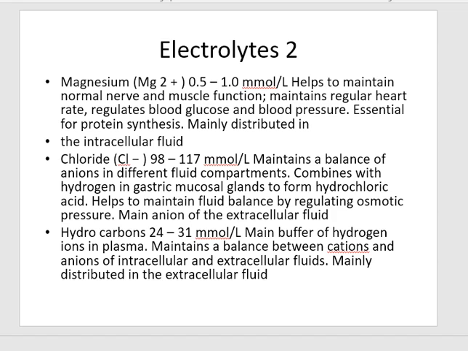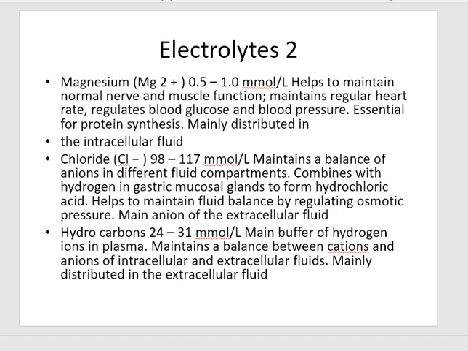Chloride, the usual concentration in the serum is 98 to 117 millimole per liter. It maintains a balance of anions in different fluid compartments and combines with hydrogen in the gastric mucosa glands to form hydrochloric acid. It helps to maintain fluid balance by regulating osmotic pressure and is the main anion of the extracellular fluid.